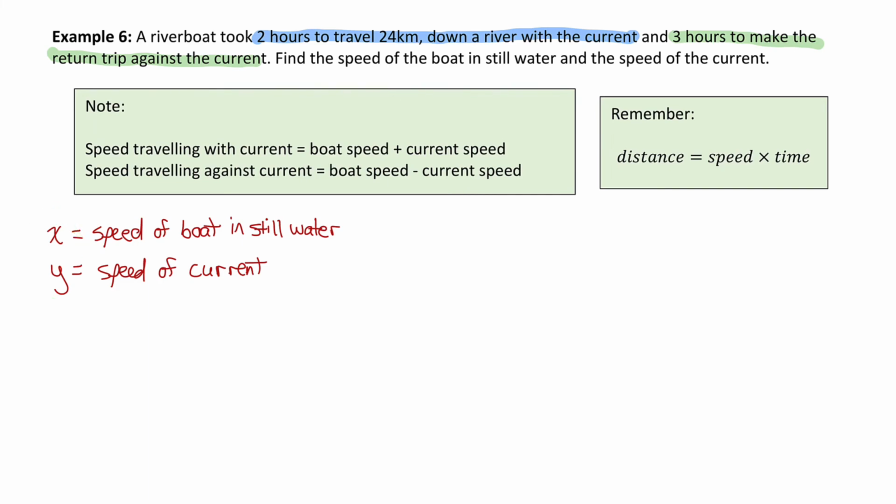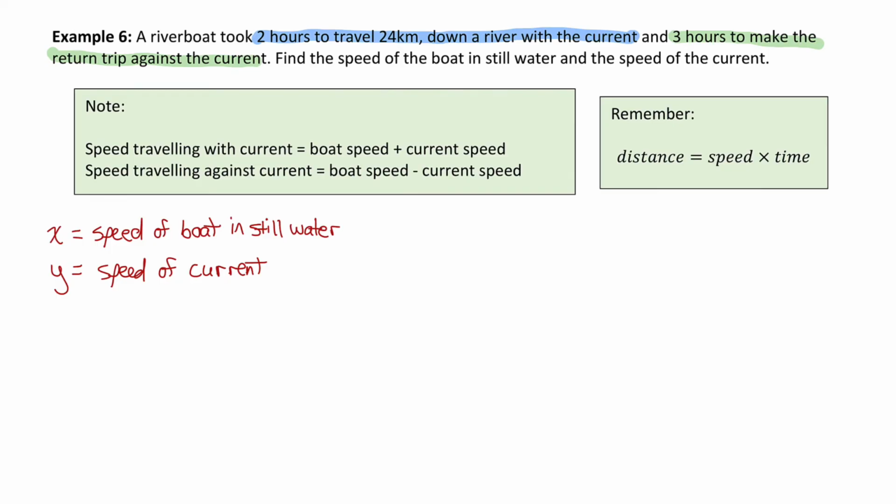And since the question gives me information about time, distance, and I'm solving for speed, I know the relationship between those three things based on this equation here. Distance is equal to speed times time. So if we look at what I highlighted in blue, that's the trip where the boat is traveling with the current. I can make an equation from that information.